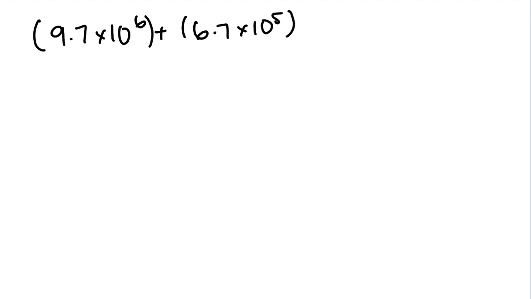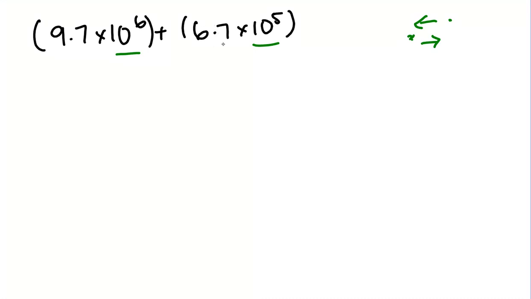So what if we want to add numbers that have a different power of 10 when written in scientific notation? We first note here that our powers of 10 are different. We have 10 to the power of 6 and 10 to the power of 5. Well, before we can use distributive property, we need to change our powers so that they're the same. We know that when we move our decimal to the left, our power goes up, our little power.